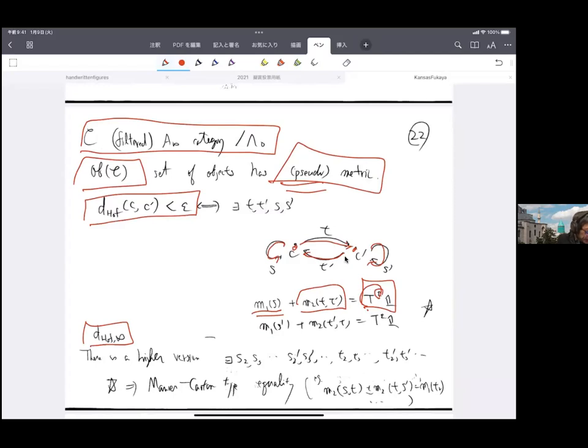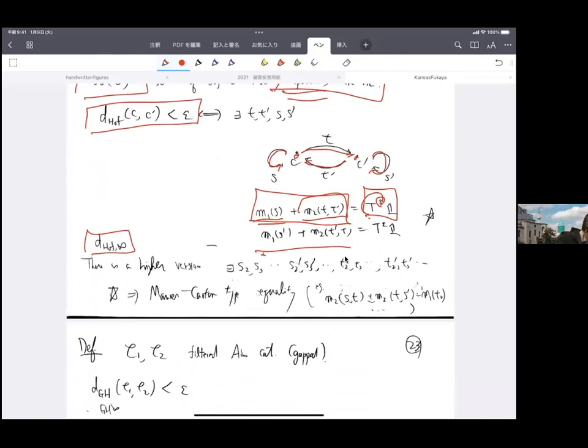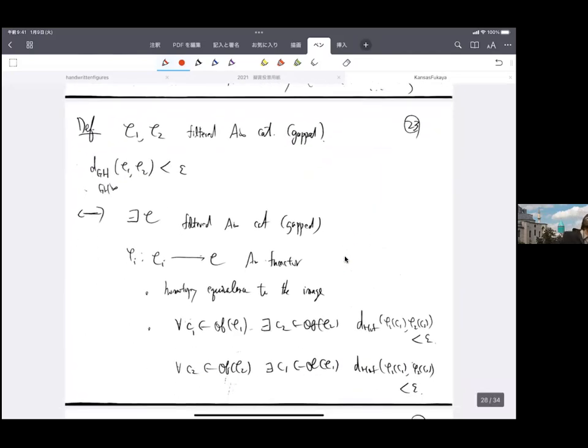But the idea is that this formula looks very similar to the Maurer-Cartan equation, right? M1 s plus M2 t t is the unit. If you expand this honest Maurer-Cartan equation, that is this Hofer infinite distance. But the time is a bit tight, so I don't want to explain it. So you have two filtered infinity categories. Then the Gromov-Hausdorff distance between them is smaller than epsilon. It's a form of things.